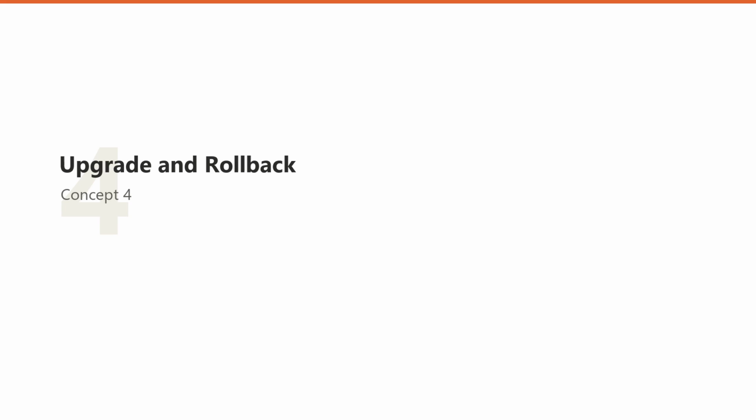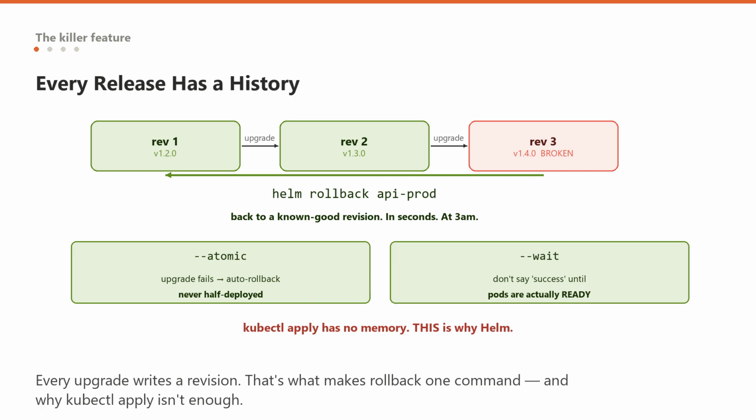Concept 4. The feature that actually justifies Helm. When you run helm upgrade, Helm does not just apply the new YAML. It saves a new revision: revision 1, revision 2, revision 3. Each one a complete snapshot of the rendered manifests and the values that produced them. Run helm history and you see every deployment of that app in order with a timestamp and a status. And because it kept those snapshots, helm rollback is a single command that takes you back to any of them.